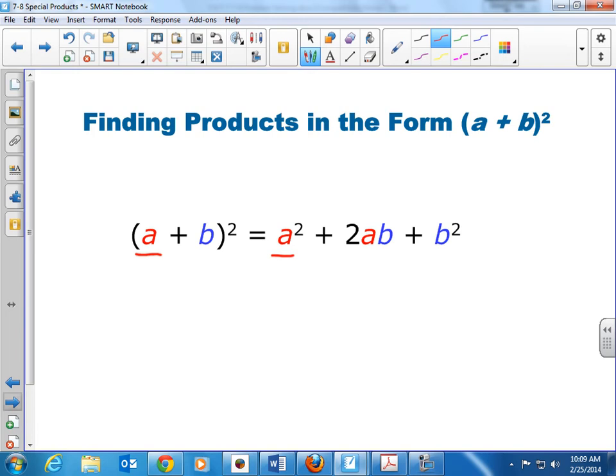Then your middle term is going to be 2 times whatever your a and your b are. You're going to multiply those two values together and it's going to be 2 of those. Then your last term in your trinomial is going to be the value of the b squared. Okay, so what does that look like in a problem?